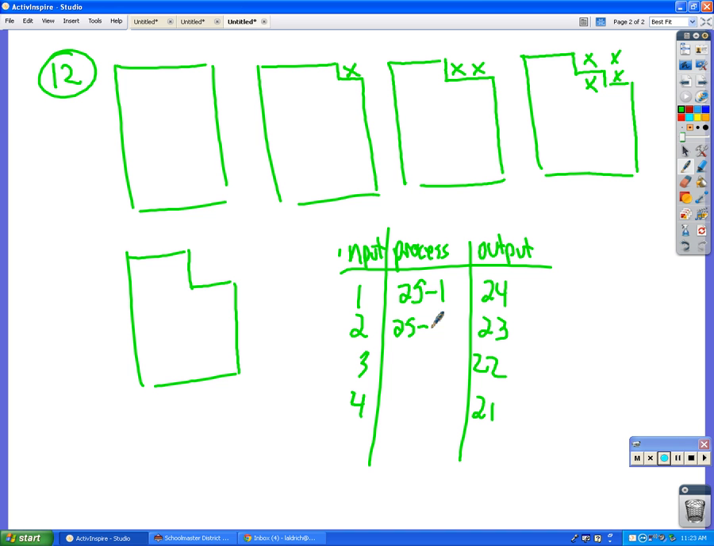If I go 25 minus 2, I get 23. 25 minus 3 is 22. And 25 minus 4 is 21. So it's 25 minus n. Okay. So the pattern is the 25s are all the same, and these numbers right here are the same as these numbers right here, which we're calling n. So our expression is 25 minus n.